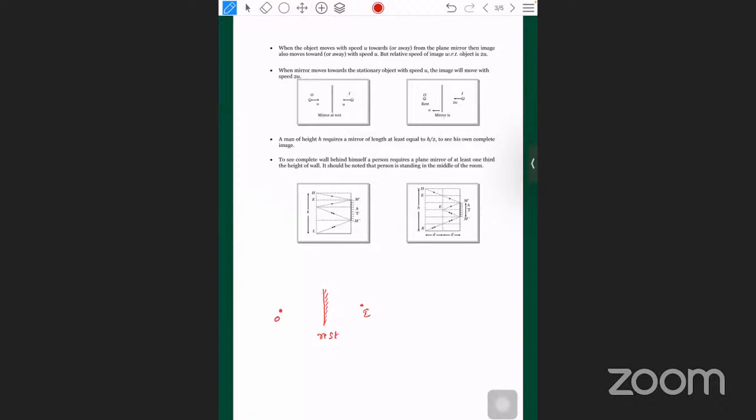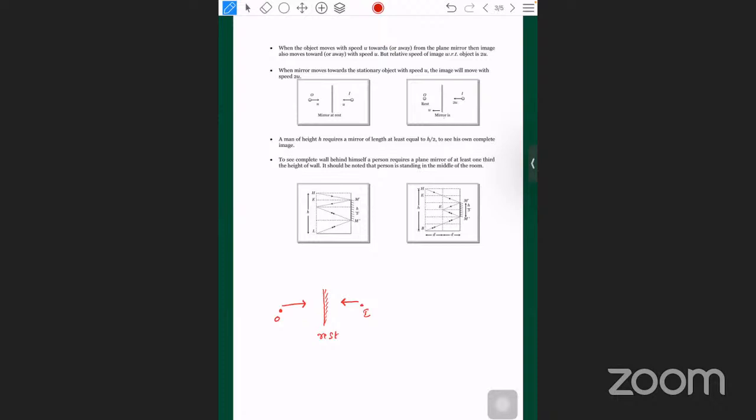Suppose you move towards the mirror, how will the image move? Practically, think, if you move towards the mirror, the image is also going to move towards the mirror, right? You can try that at your home. If you just stand in front of your mirror and move towards the mirror, the image also will come closer. Yes, sir.